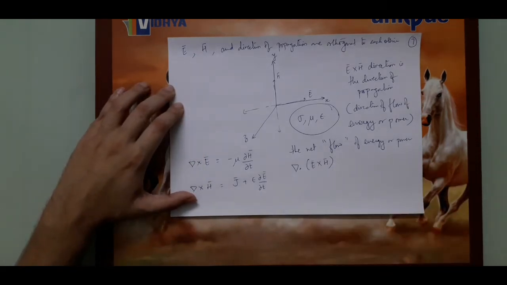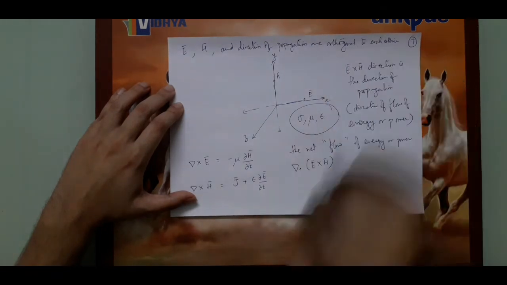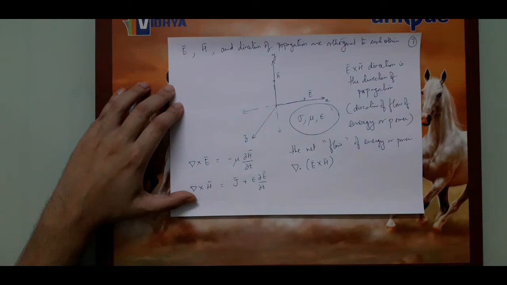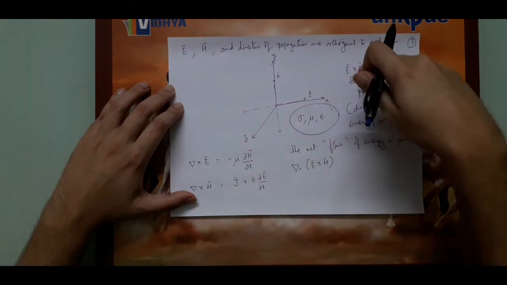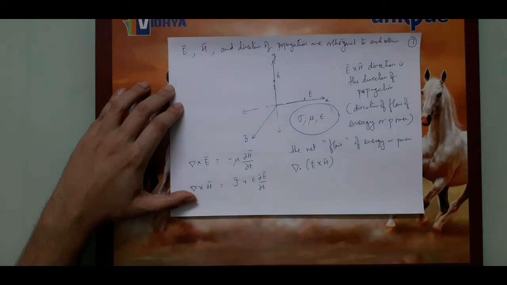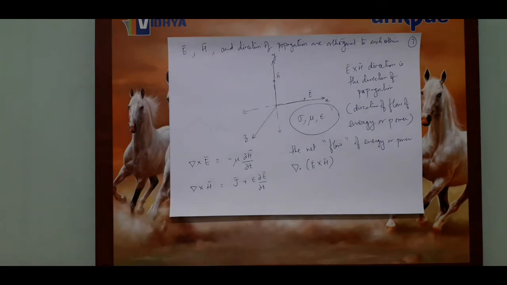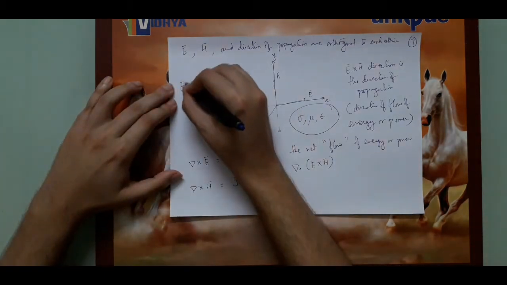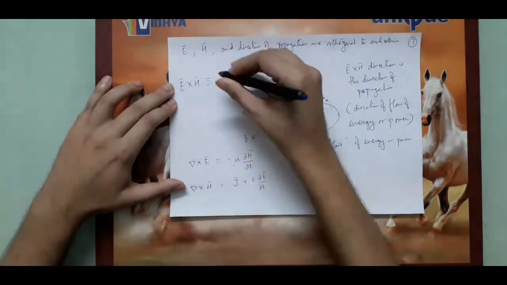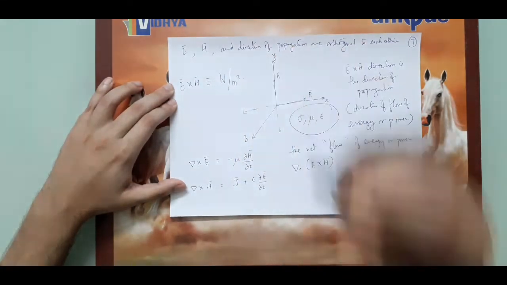Now before I do this, what is the unit of E? Unit of E is volts per meter, and unit of H is amperes per meter. So if I multiply volts per meter by ampere per meter, what will I get? I will get volt into ampere divided by meter square, and volt into ampere is nothing but watt. So I can say that the E cross H, the unit will be watt per meter square.